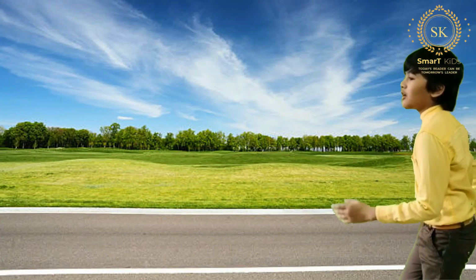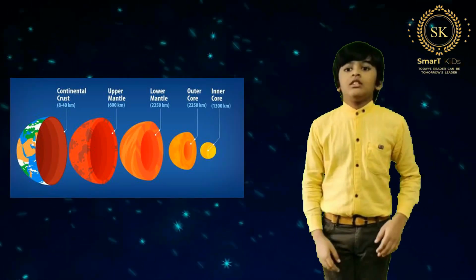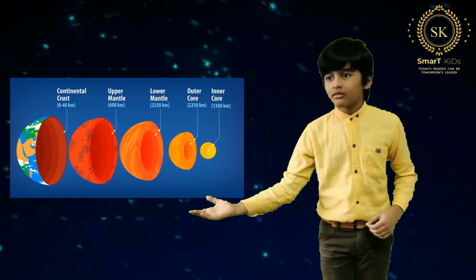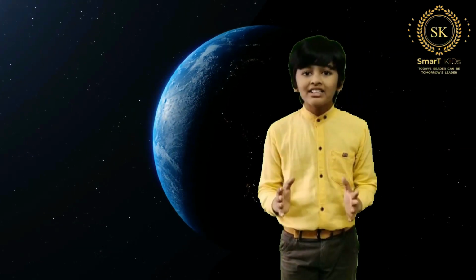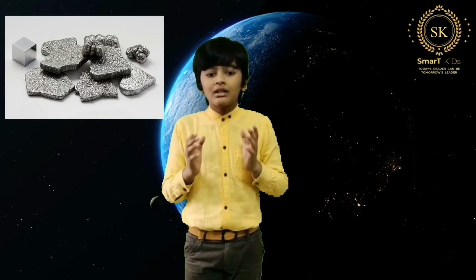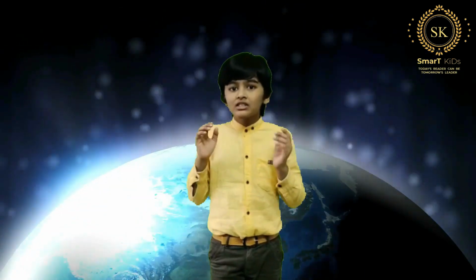Now let us talk about the core. The innermost layer of the Earth is called the core. It is the hottest layer of the Earth and it contains 80% iron and other elements like nickel and gold. The inner core is approximately 1,200 kilometers thick.